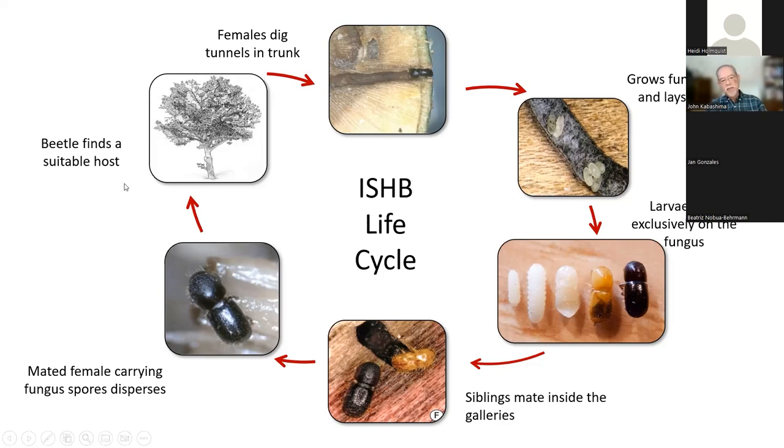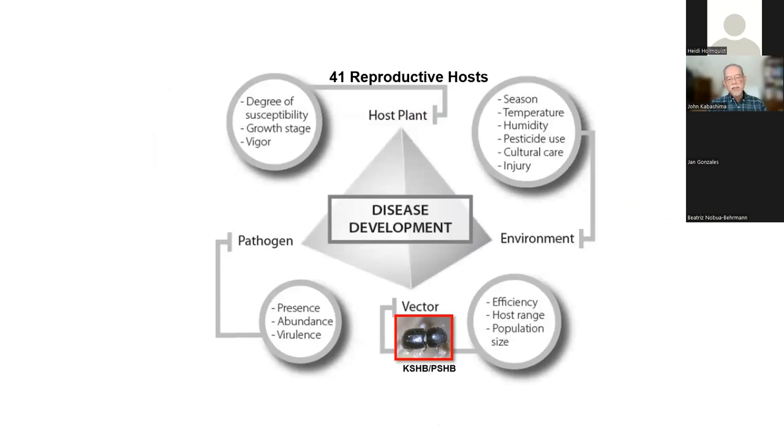So we've done the research to try to find a way to control this. And one way is looking at host material and looking at amplifier trees. So this is the tetrahedron. Now it's not a triangle, but this is one of the more recent invasives where we have a complex of a vector and a pathogen. So now it becomes a little more complicated because we have to look at what we're going to do to control the vector, and then we have to look at what we're going to do to control the pathogen.